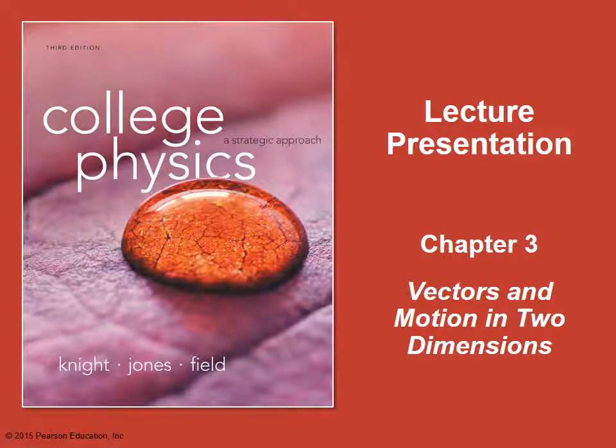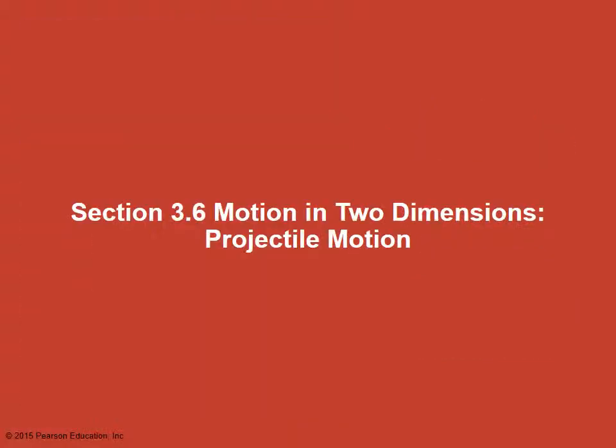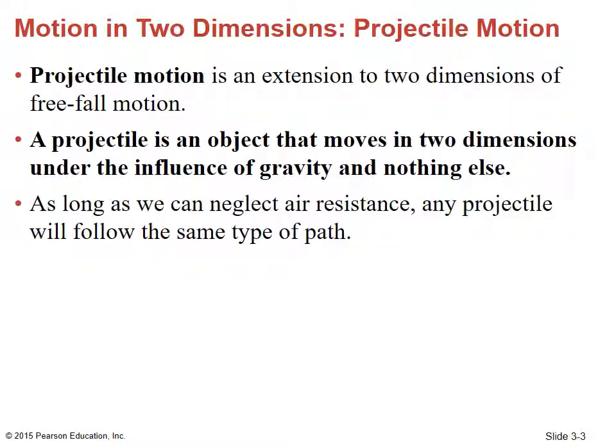Chapter 3, Vectors and Motion in Two Dimensions. Section 3.6, Motion in Two Dimensions, Projectile Motion. Projectile motion is an extension to two dimensions of free-fall motion. A projectile is an object that moves in two dimensions under the influence of gravity and nothing else.